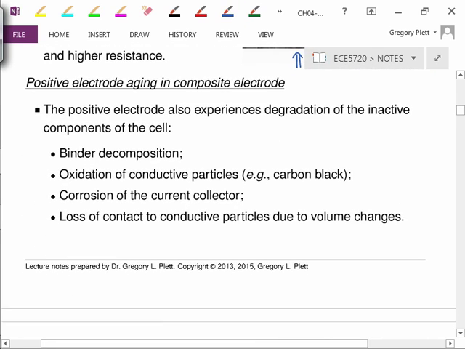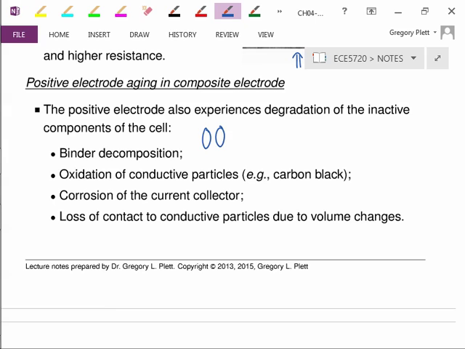So we've seen surface effects, bulk effects. Now we look at the composite electrode. And we also notice degradation in the inactive components of the cell. So the binder, the kind of rubber that glues the particles together, can decompose over time. So I lose some contact between particles maybe, which at minimum increases resistance, but also may lose capacity if I completely lose a particle from the lattice. I can't get to it any longer.